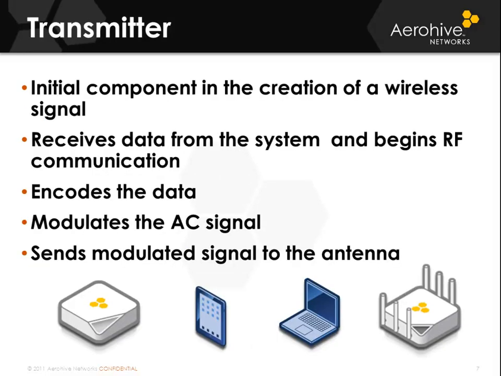The transmitter is the initial component in the system that actually puts the information in the air. This receives data from the system and begins RF communication. So when whatever application you're running decides it needs to transmit, the transmitter is what puts it into the air initially, or begins the process. It's going to encode the data, modulate the alternating current signal, and send the modulated signal to the antenna to propagate into the medium.